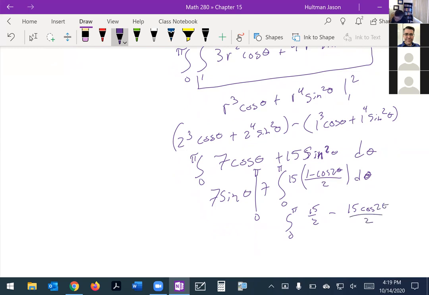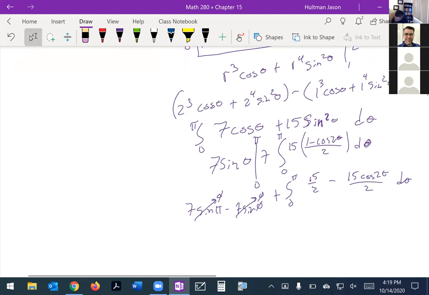Or I could pull the 15 out in front. It really doesn't matter. d theta. And this guy: what's 7 times the sine of pi minus 7 times the sine of 0? Isn't the sine of pi 0? Yep. Isn't the sine of 0, 0? Yep. So that whole thing just goes to 0. That's gone. So now we're just left with this. I could factor out a 15 halves if I wanted to, but it doesn't really matter. Let's just leave it. This is going to be 15 halves theta minus 15 halves sine of 2 theta. But if I did a u du substitution, I would have to divide by 2.